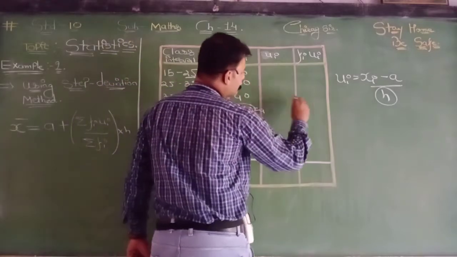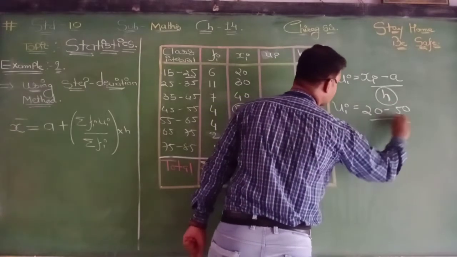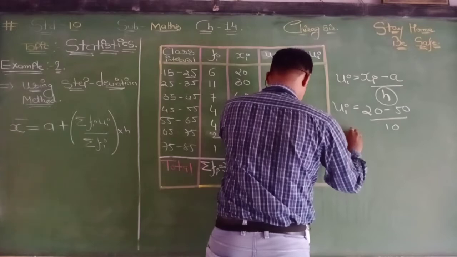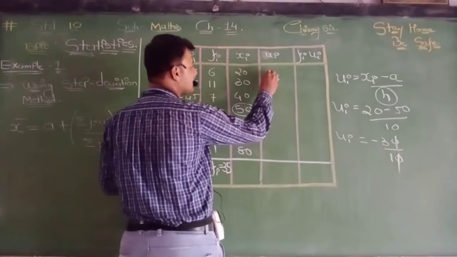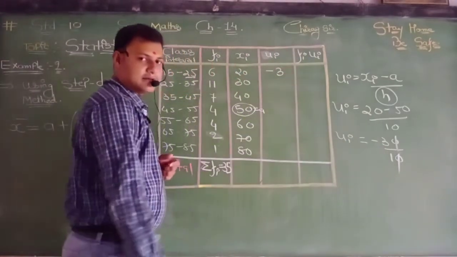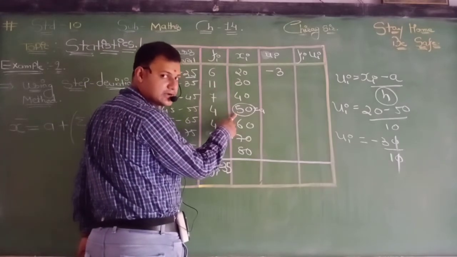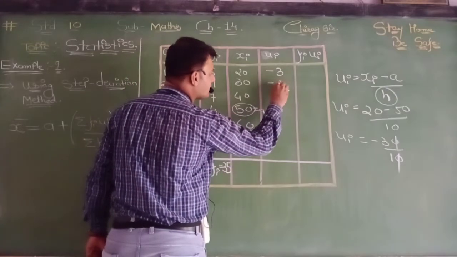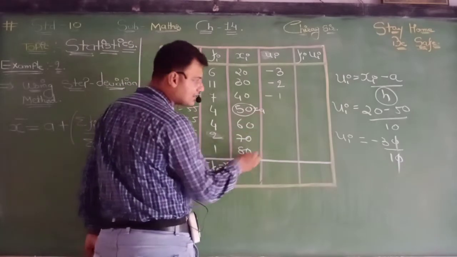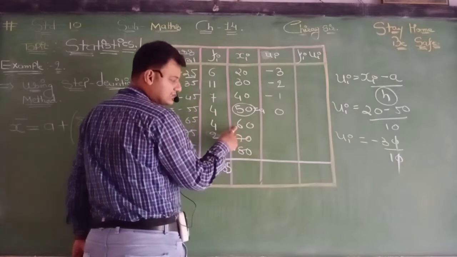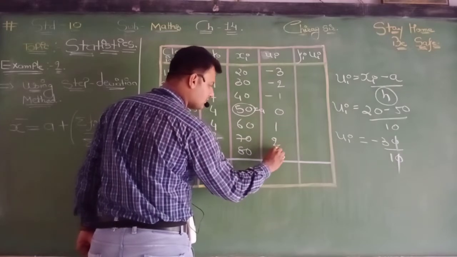So, your answer should be here. One I will do for you. That is 20 minus 50 divided by 10. The answer is minus 30 divided by 10. 0, 0 deducted, minus 3. Here it is minus 3. 30 minus 50, minus 20. Minus 20 divided by 10, that is minus 2. Now 50 minus 50, 0. 0 by 10, that is 0. 60 minus 50, that is 10. 10 divided by 10, 1, 2, 3.